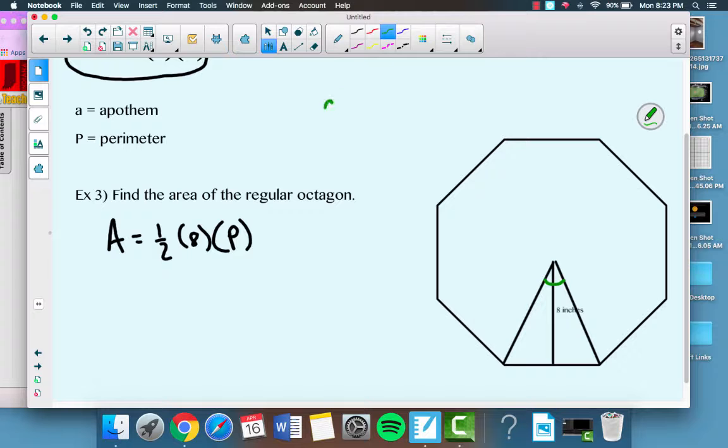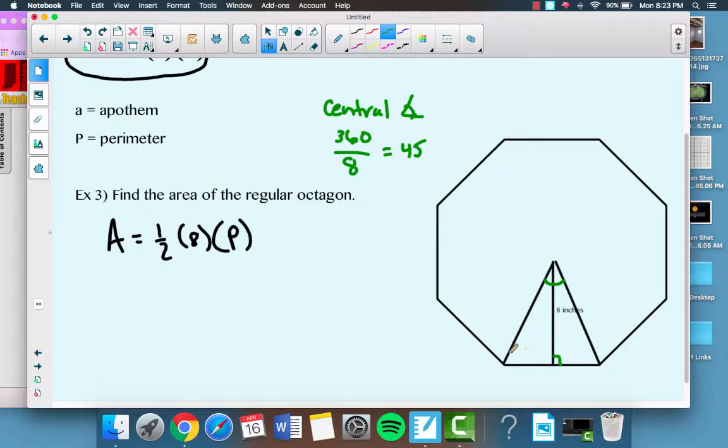Okay, to find the central angle, remember we take 360 divided by the number of sides. Well, this is an octagon, so we're going to divide that by 8, and that's going to get us 45 degrees. So this whole angle is 45 degrees. Okay, so we could do one of two things.